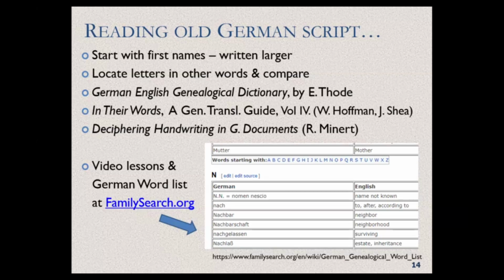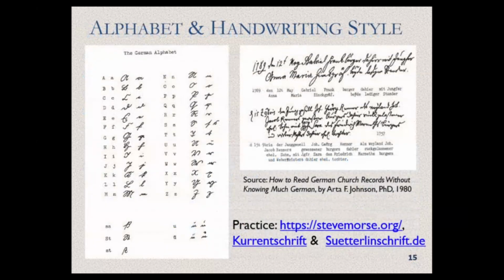And then, oh yeah, it makes sense. It will be Taufe, like baptism, or here, for example, you will see NN, like nomen nescio. This is in Latin, but it means the name is not known. Here are some styles, but each person also has a different style.